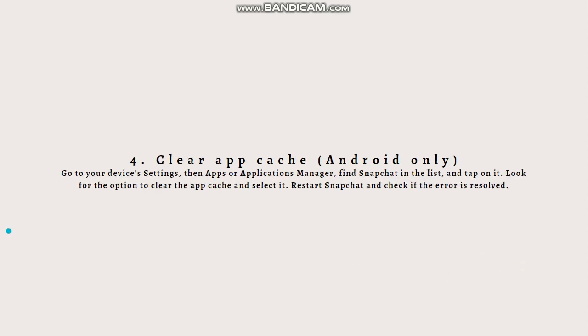Next is to clear the app cache, and this is for Android only. So if you're using Snapchat on an Android device, you can try clearing the app cache. You'll need to go to your device's settings, and then apps or application manager, and then find Snapchat in the list and tap on it. Look for the option to clear the cache and select it. So again, restart Snapchat and check if the error is resolved.